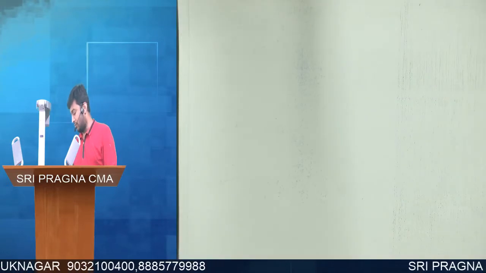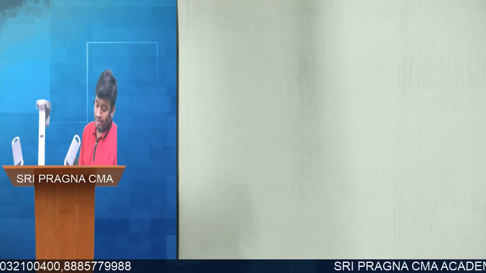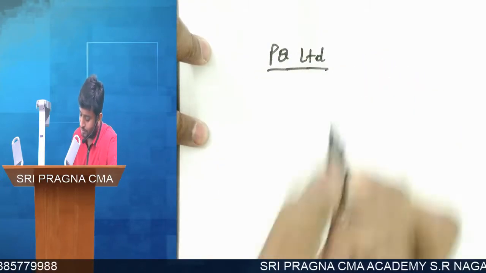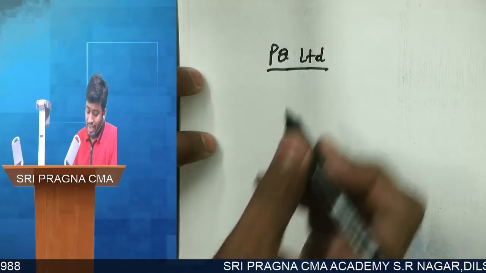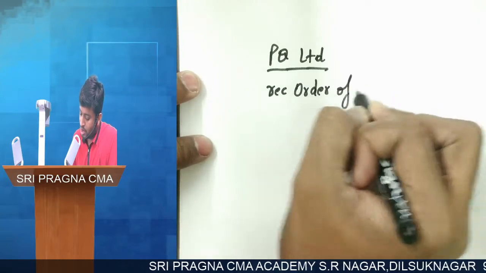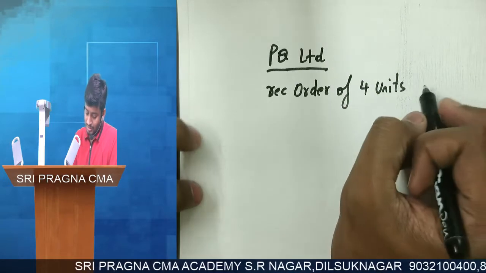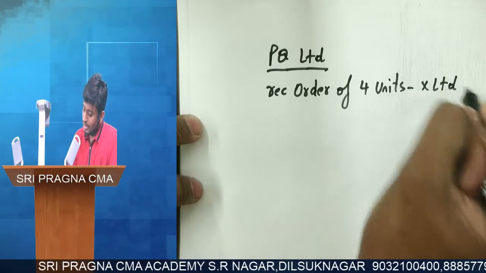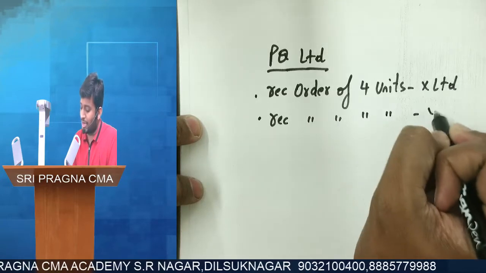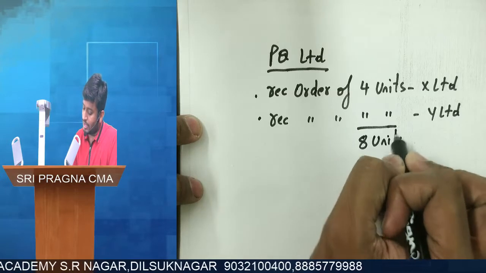I'll give you first the background. Who are we in this problem? We are PQ Limited. Clear till here? We have an order of 4 units from a company called X Limited. We have also received an order of 4 units from a company called Y Limited, so total units are 8. Clear till here first?